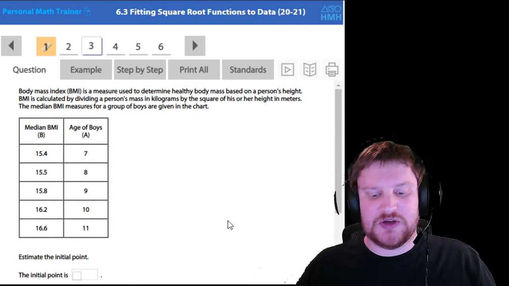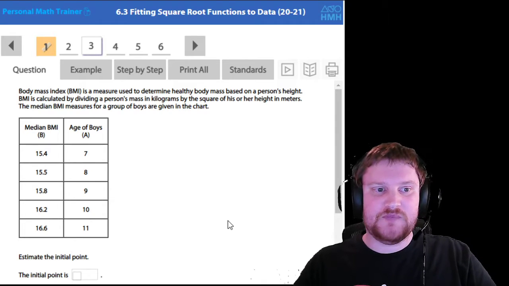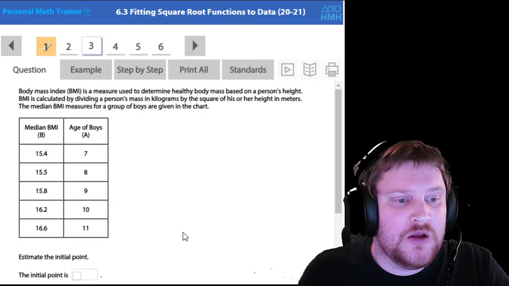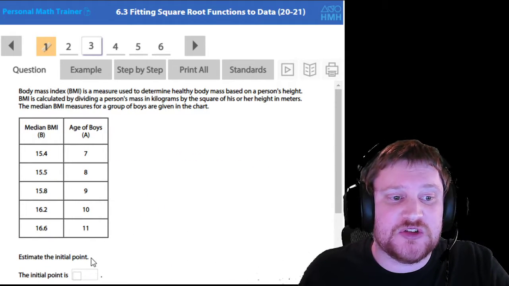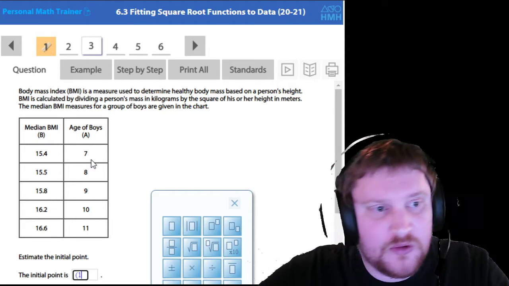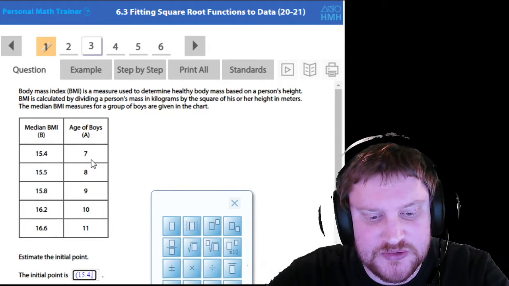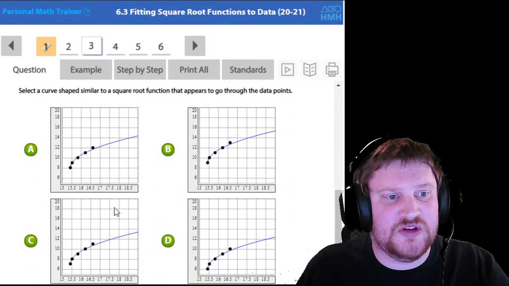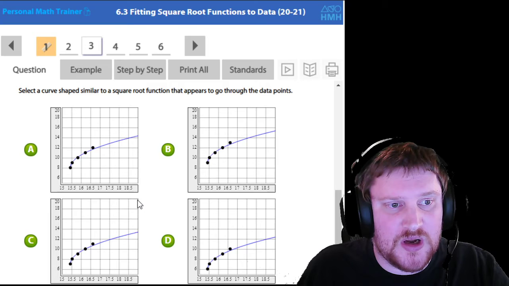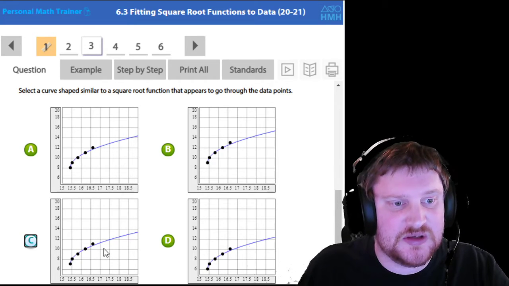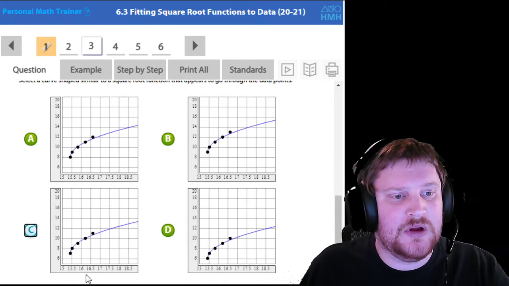This question is where you guys might start having issues. I hate this question. I'm not going to lie. It's horrible. Part of it is good. You know, initial point. What's the first point you see? 15.4, comma, 7. Easy. Which of these graphs starts at 15.4, comma, 7? Well, this starts at comma 8, this starts at comma 9, this starts at comma 7, this starts at comma 6. So we know that this is C.